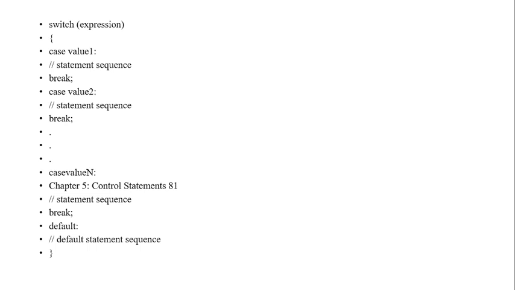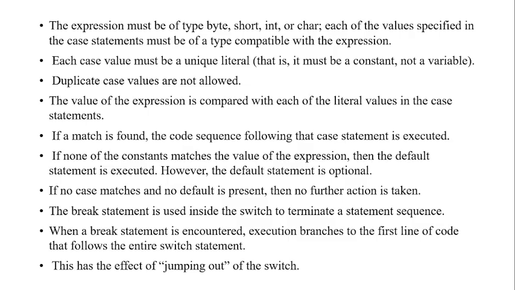Okay, if I am giving the fifth value, then automatically case 5 is going to be executed. This is how the switch statement is going to work, right? Duplicate case values are not allowed in a switch statement. If a match is found, the code sequence of the following case statement is executed. If no case is matching or a default is present, no further action is taken. Of course, the break statement is used inside the switch statement to terminate the statement sequences, right?